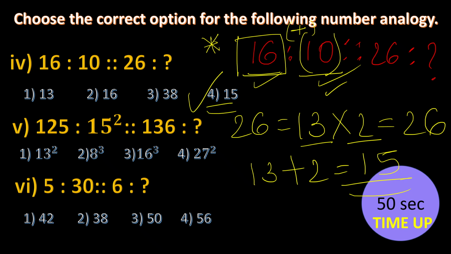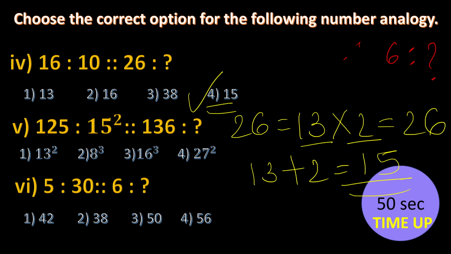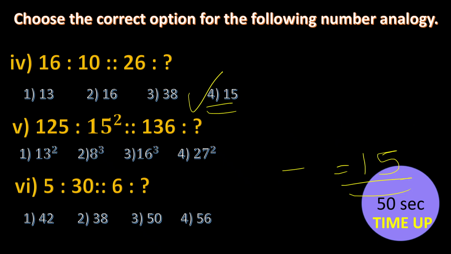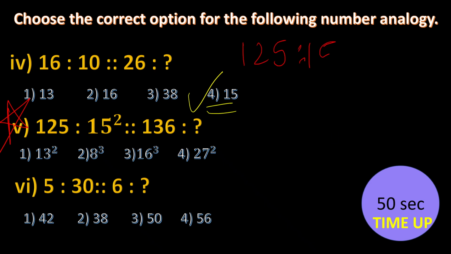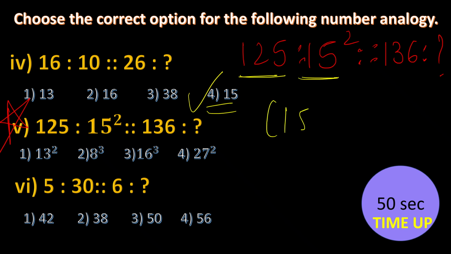Next one. Okay, next one, you note down, students, because this is also a different type of question. This one, please note down. 125, you have 15 square. 136 will give you what? So from 125, how are you getting 15 square? 15 square is what? 225, correct? But they have written 125.